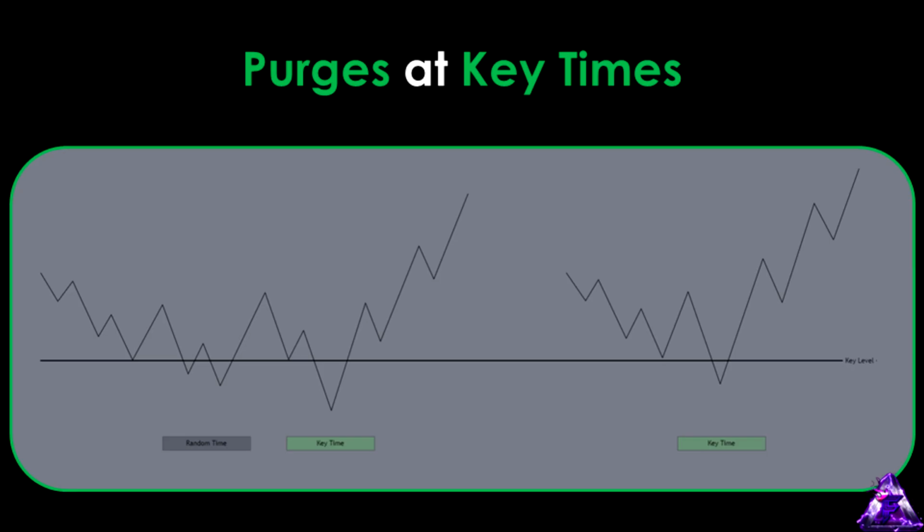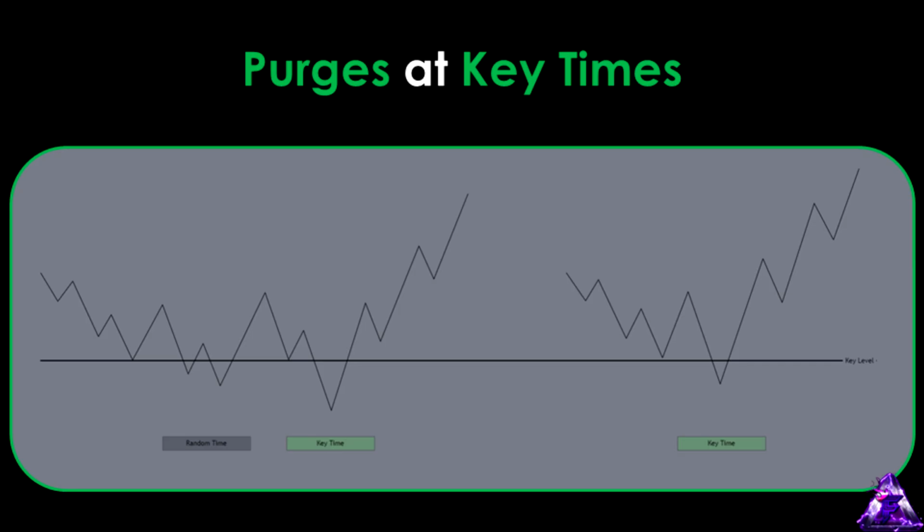The turtle soup, testing of the key level, and the higher time frame draw on liquidity target all aligned, which is why price expanded higher. Price tested the key level at a key time, making it high probability, and price took off immediately after. This is the first type of reaction to a key level that happens at a key time.